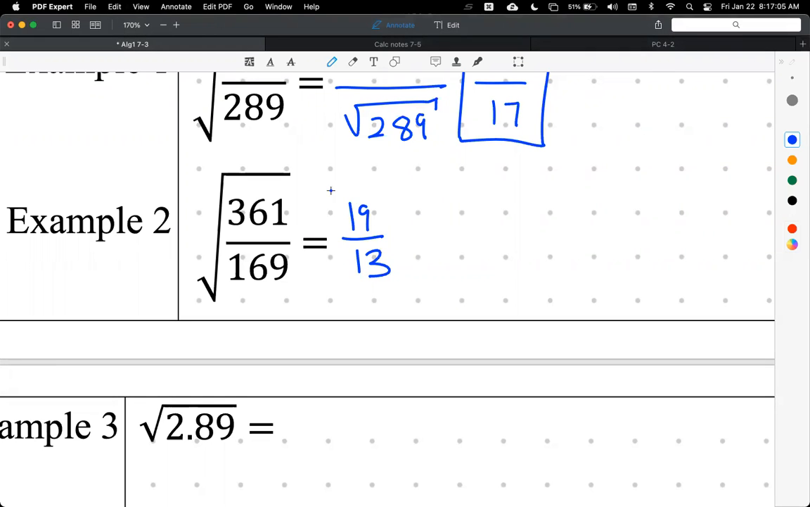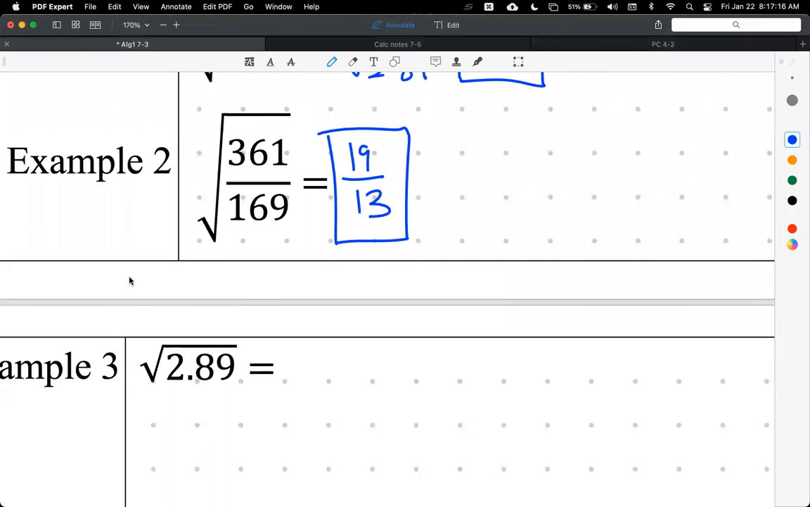So the mathematics is easy once you know how to do it, especially if you had a calculator, but memorizing the square roots, that's the hard part. That's what I want everyone to work on. All right, let's try a slightly different type of example. Example number 3.